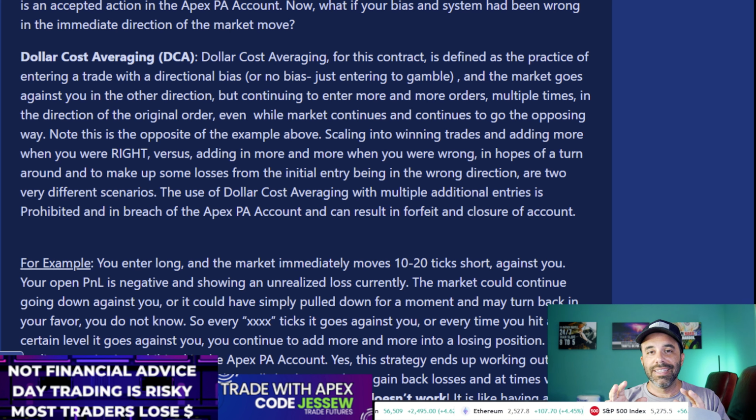Dollar cost averaging and just hoping and praying, two thumbs down when it comes to trading. Now, can you open up a position within a level? And this goes beyond Apex's rules.